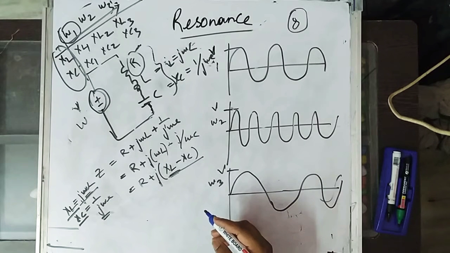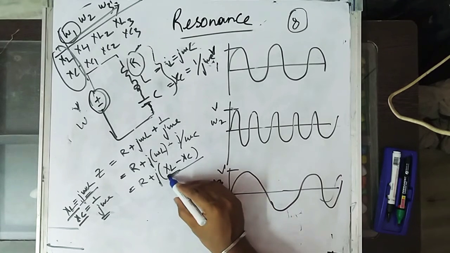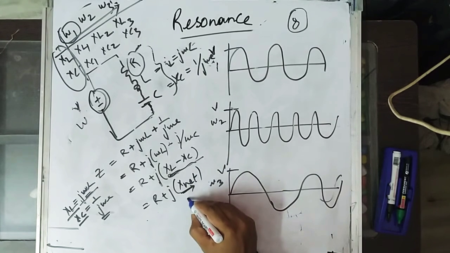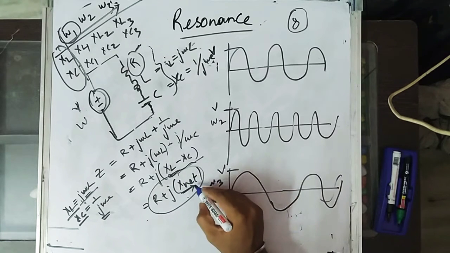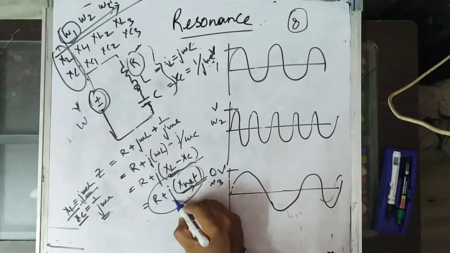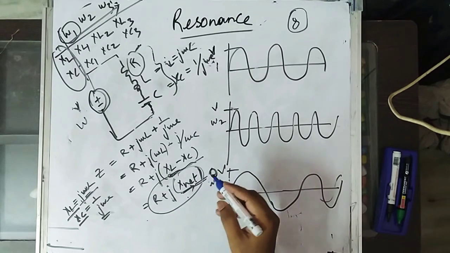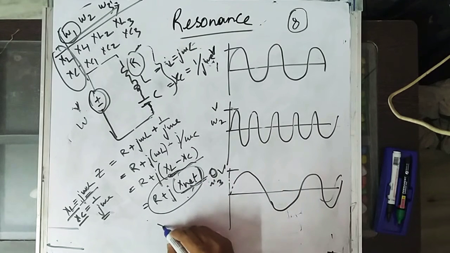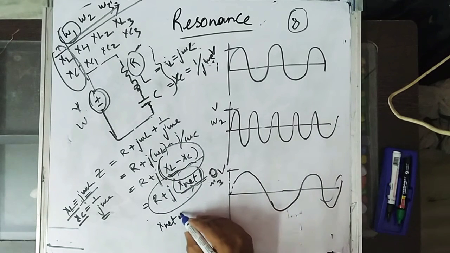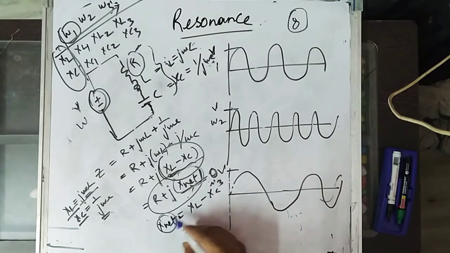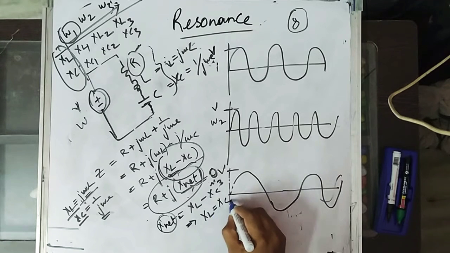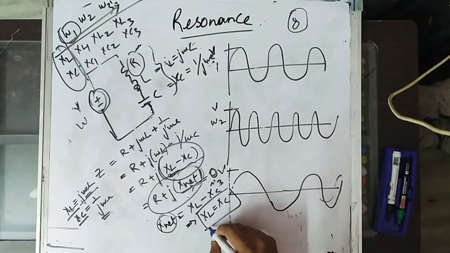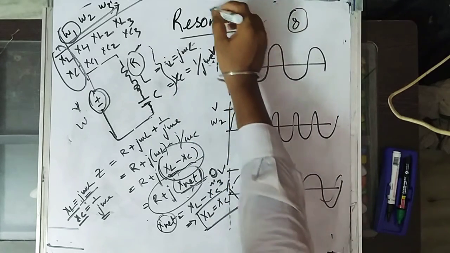Now this resonance concept occurs where this j of X net, the net reactance, becomes 0. That is, the imaginary part of the impedance becomes 0. Then that circuit is said to be a resonant circuit. So if the condition is that X net should be 0, what is X net equal to? XL minus XC. If this becomes 0, then ultimately XL equals XC. That means the reactance across the inductance and the reactance across the capacitance are equal, and then there is the concept called resonance.